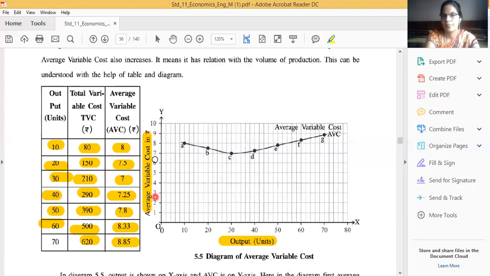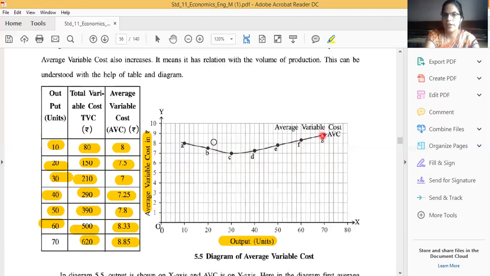When 10 units are produced, the average variable cost is 8. For 20 units it is 7.5, for 30 units it is 7, and for 40 units it is 7.25. For 60 units the average variable cost is 8.33, and we mark that here. When 70 units are produced, the total variable cost is 620, so 620 divided by 70 gives 8.85, the G point.